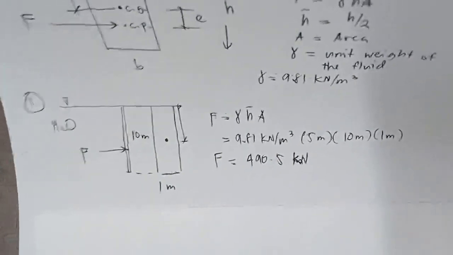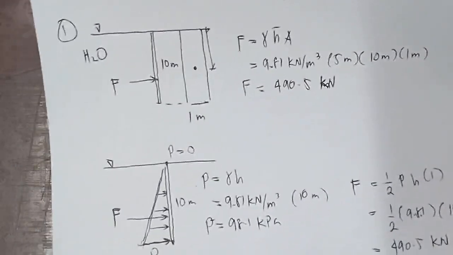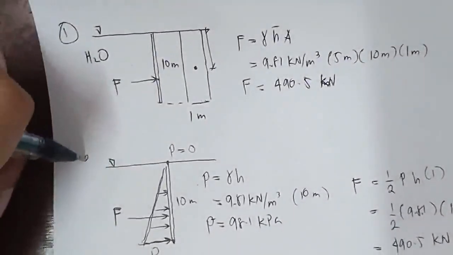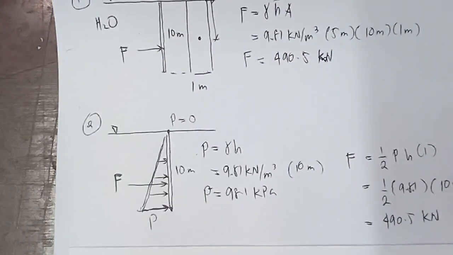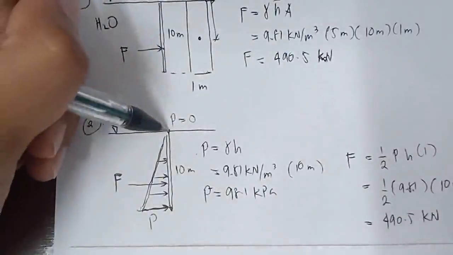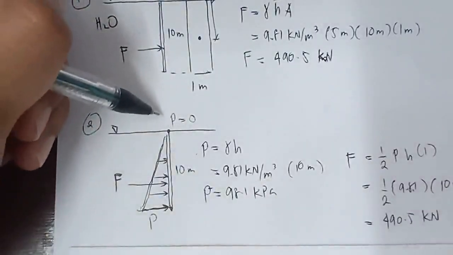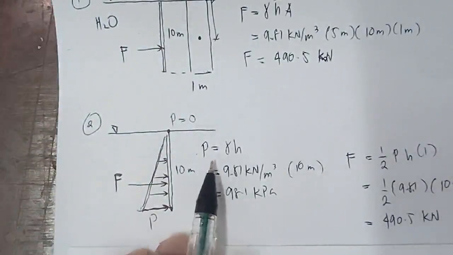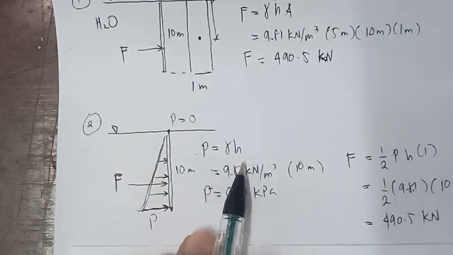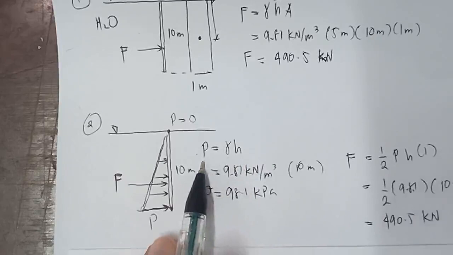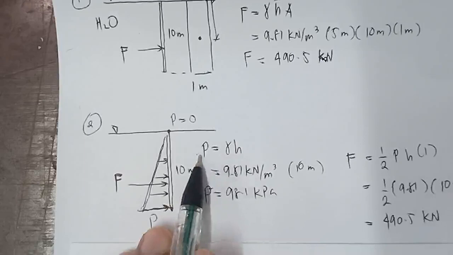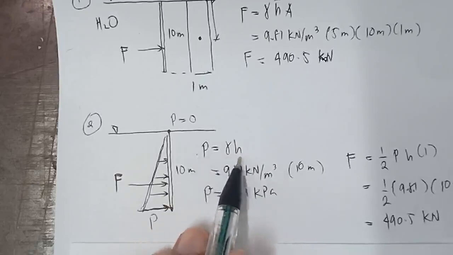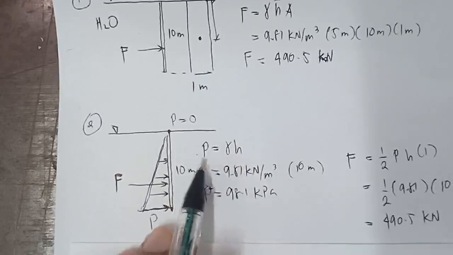Second solution, we will use by pressure diagram. So, sa second solution, from this surface, sa water surface, ang pressure dyan is 0. Then, we have a formula of pressure equivalent yan sa unit weight times H. Na ang pressure is nakadepende lang sa values ng H. So, kung H is 0, pressure is 0. So, if you have a value of H, you have a value of P. So, directly proportional ang P sa H.